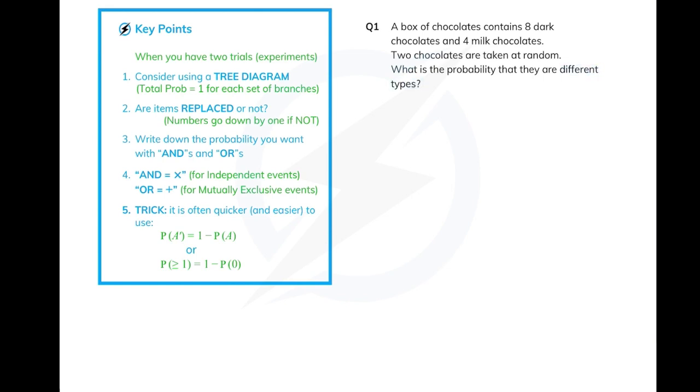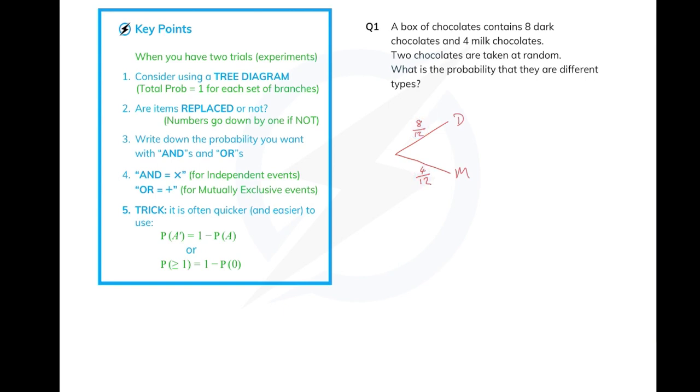Well, we don't necessarily need a tree diagram, but we are going to draw one just to show you how they work. So, the first chocolate can be dark or milk, and we put the probabilities on the branches. The probability of a dark chocolate is 8 out of 12, because there are 8 dark chocolates and 12 chocolates in total. And then the probability of a milk chocolate is 4 out of 12, for similar reasons. And just note that, of course, those two things do add up to 1.